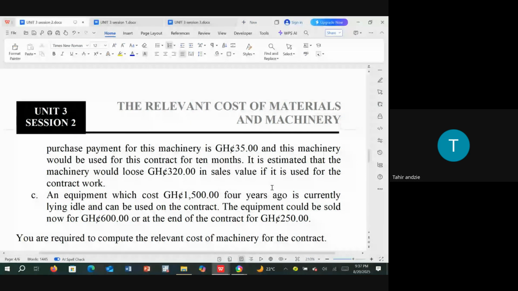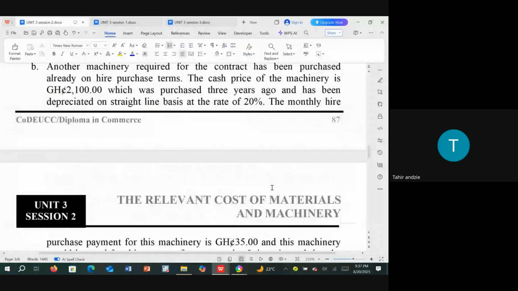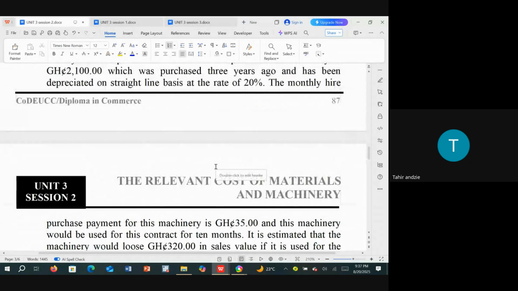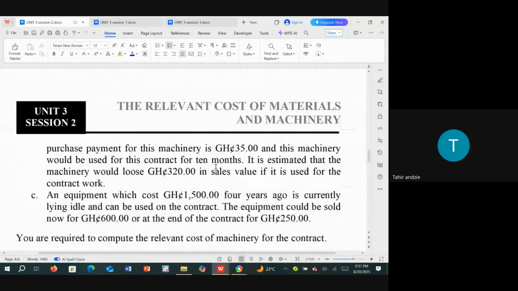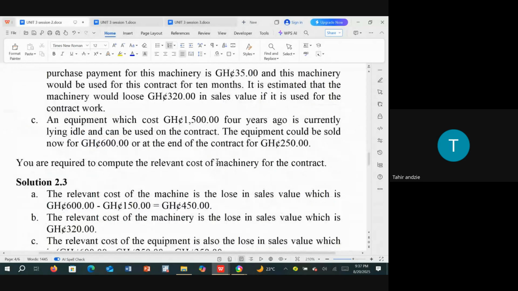Because if you look at the question, the purchase price of 2,100 and then the hire purchase of 35, all those ones are irrelevant. What is relevant is that when this asset or this machine is used for this contract, what will be the loss in value of the asset? What will be the loss in the resale value of the asset? The loss in the resale value of the asset is 320, and that is what is going to be the relevant cost to this particular contract. Okay, now let's look at machinery C.